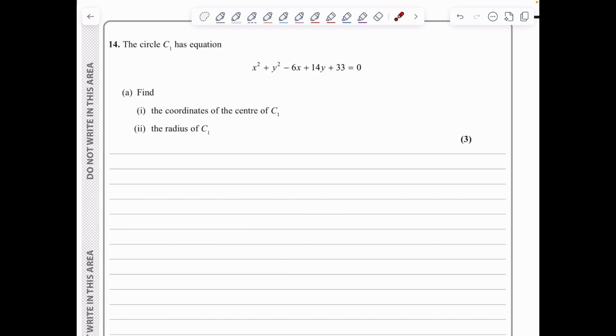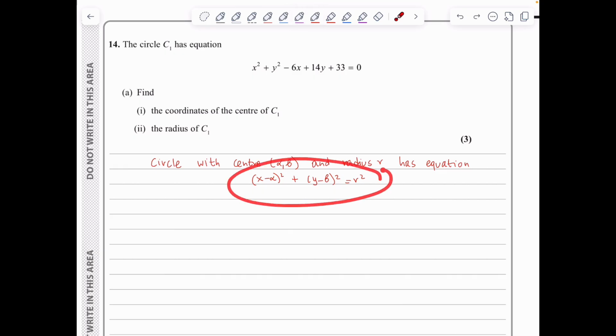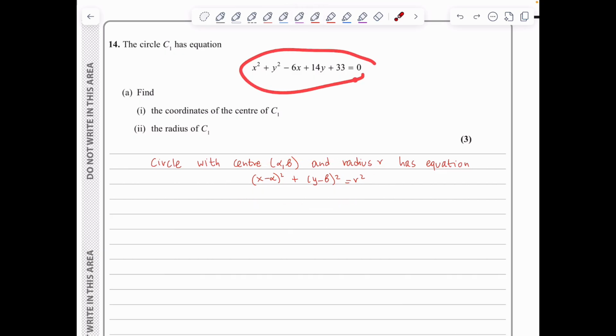In question 14, we've got the circle C1 here, and we need to find the coordinates of the center and the radius of this circle. Well, let's start by reminding ourselves that the circle with center alpha, beta, and radius r has this equation here. So I'll be completing the square here in order to put it in the standard form and read off the coordinates of the center and the radius.